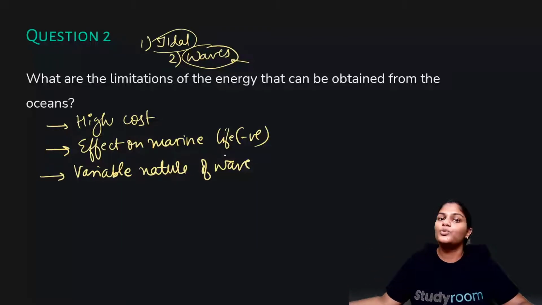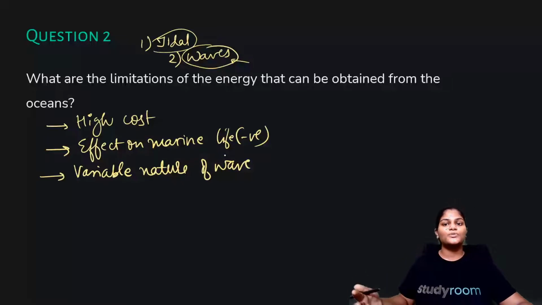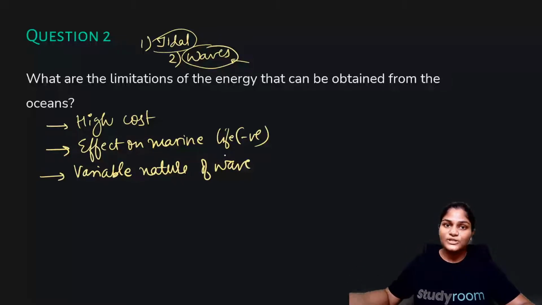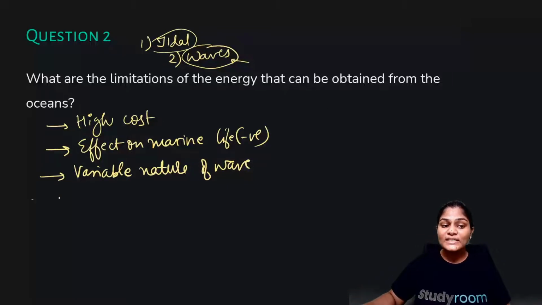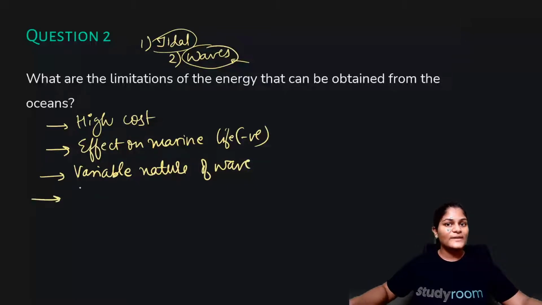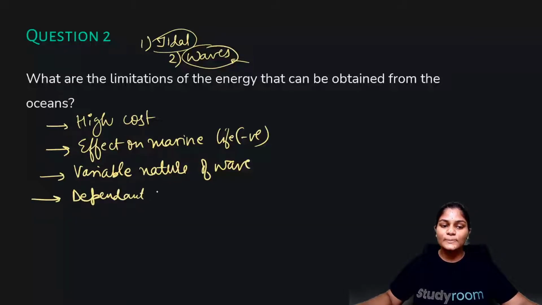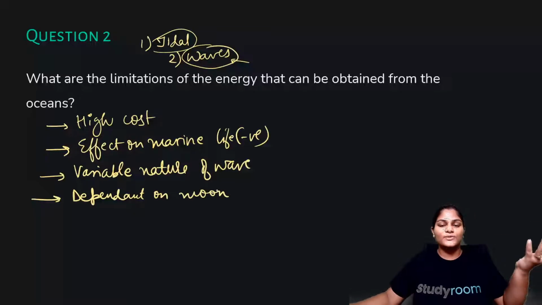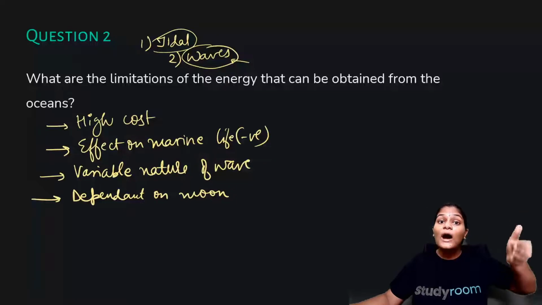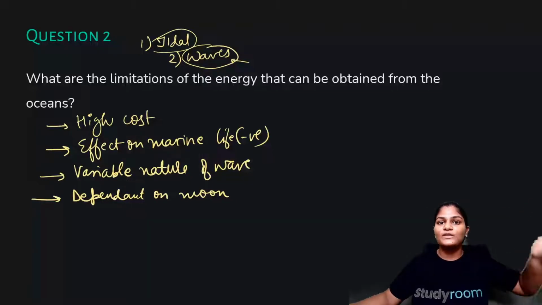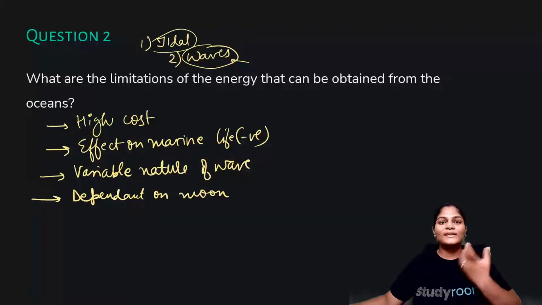Okay. Then we know that the tides are generated due to the moon, the gravitational pull of the moon. So it is actually dependent on the moon. So it is not in our hands. We don't know when it's going to be high tide or low tide. We don't know how much energy we are going to generate, even if it's high tide or low tide. So again, it is very variable. We do not know how much we're going to be able to generate. So that's another con.